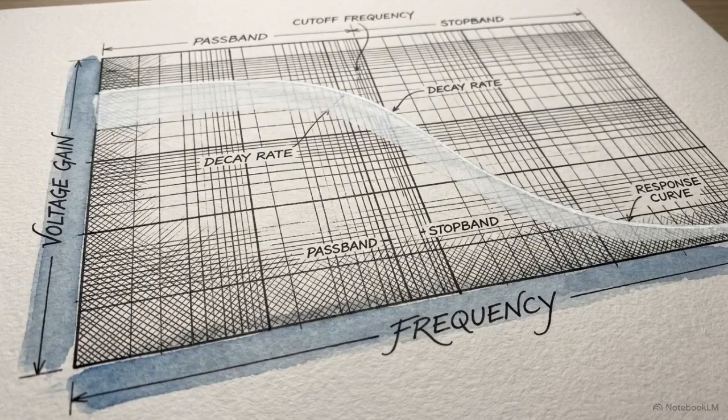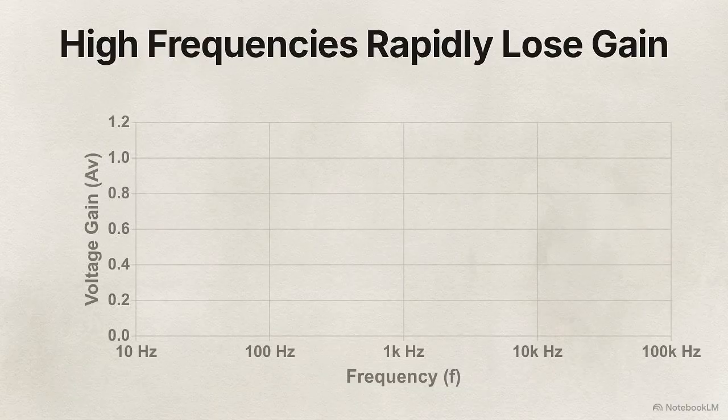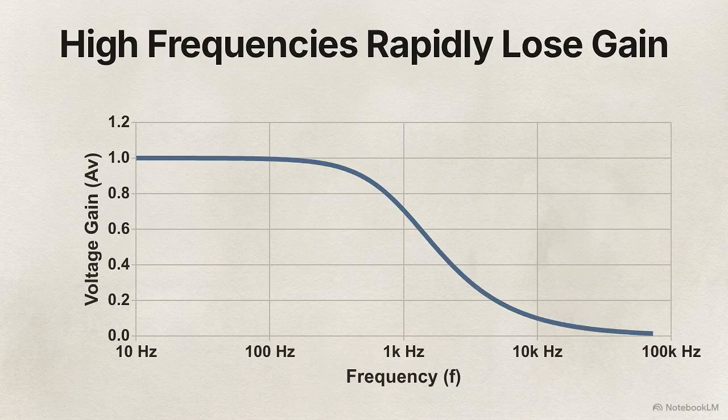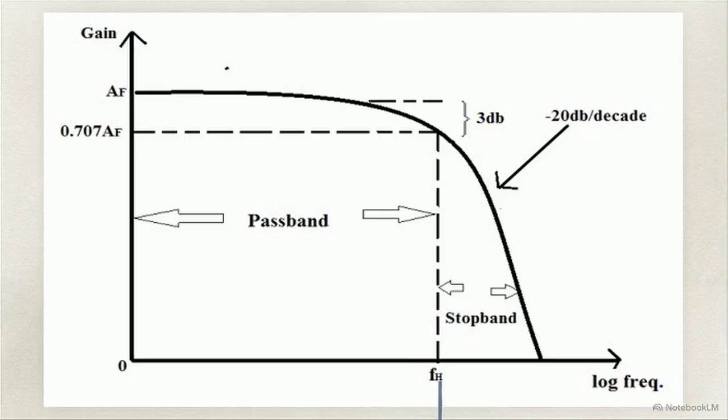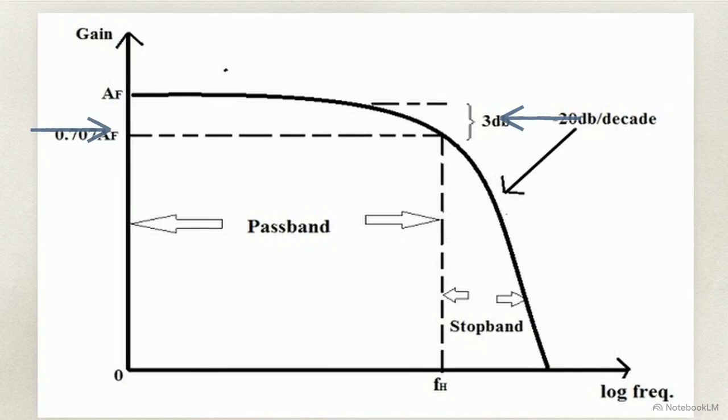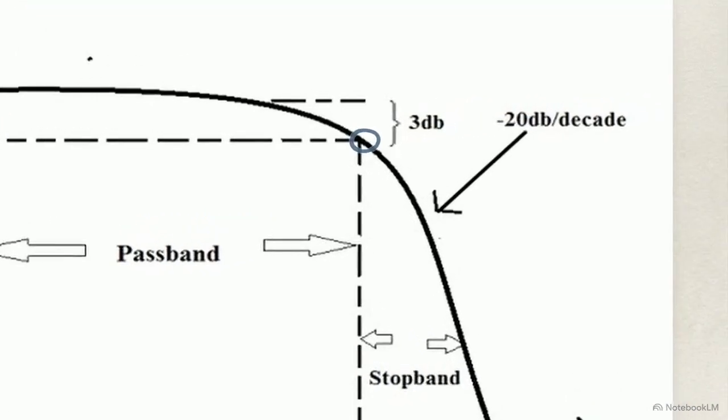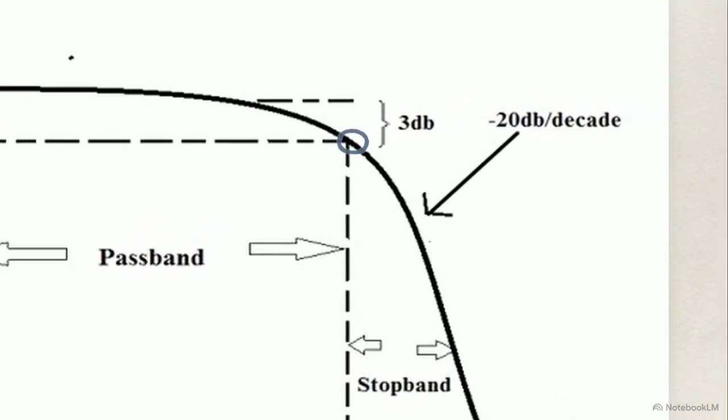To measure how steep that drop is, we track the circuit's performance by plotting its voltage gain against a logarithmic frequency scale. This chart maps a first-order low-pass response. On the x-axis, FH establishes the cutoff boundary. On the y-axis, gain drops by 3 decibels to 70.7% of maximum voltage. At this -3 dB point, total signal power is precisely halved.